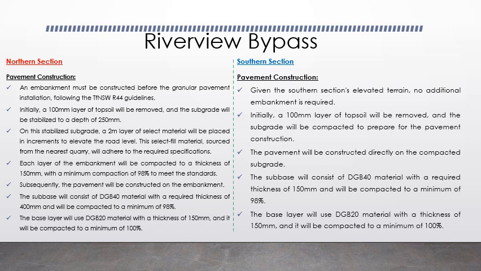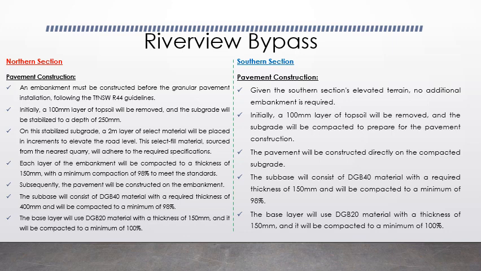Now we'll discuss the pavement construction. For the northern section, we'll need an embankment before the granular pavement installation, because it's in a low-lying area.